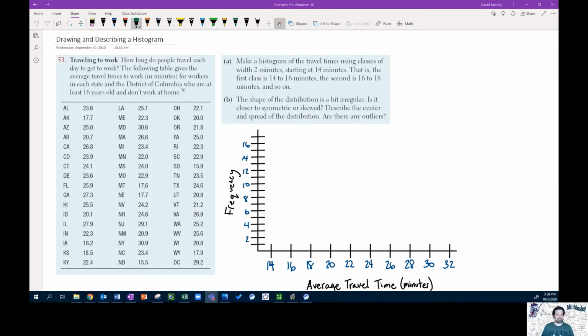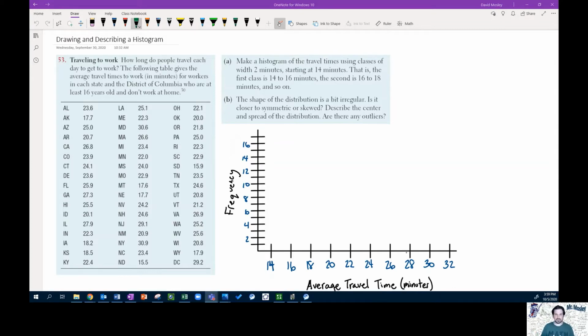All right, so our first task is to make a histogram of the travel times using classes of width 2 minutes, starting at 14 minutes. That is, the first class is 14 to 16, the second is 16 to 18, and so on. We've already got this graphing area set up for ourselves so that we can make our histogram.